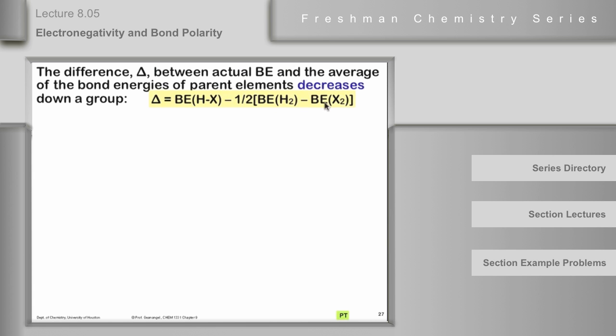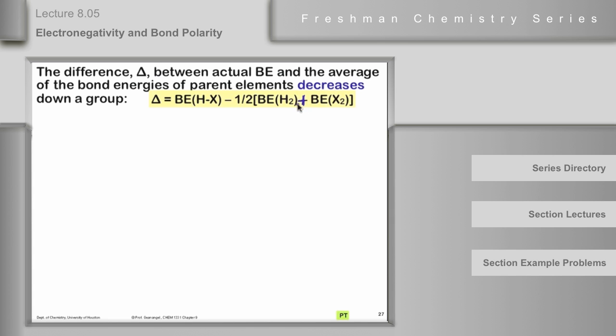H2 minus, there's an error right there. That should be a positive sign. Would you please fix it for me? And I apologize for the error. It should be plus. 1/2 of the sum of the two makes the average. Okay? Everybody got that fixed?